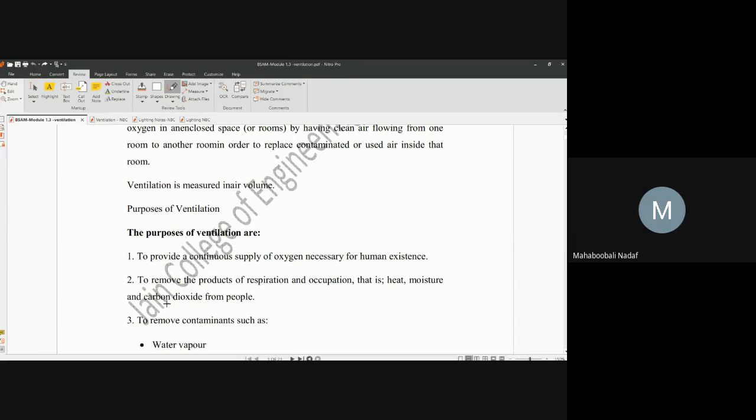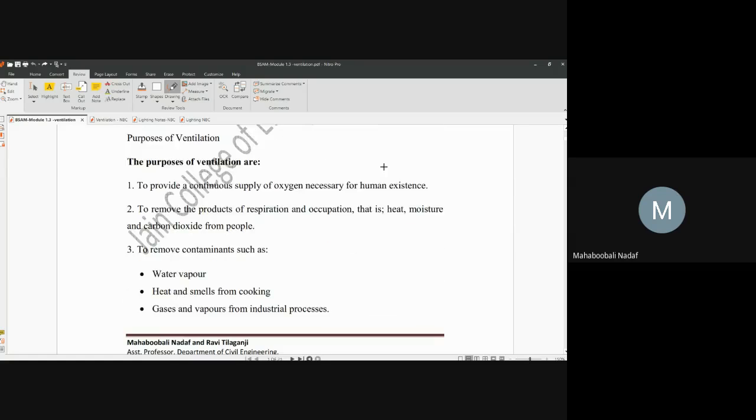The purpose of ventilation, very common: oxygen is supplied, respiration products are removed, and cooking heat and excess moisture are removed. Very important, CO2 is removed.